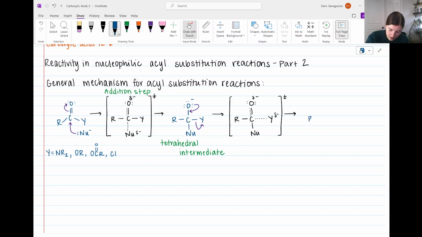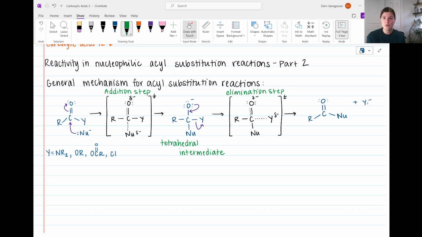And we get our final product, where we have the R group still bonded to the carbonyl carbon, the double bond to oxygen still present, and now we have the nucleophile bonded there. And then our leaving group, Y, with a pair of electrons from the bond. So the second transition state that we drew shows the elimination step. And then we have our final product, which is the result of the nucleophilic substitution reaction. We've substituted the Y group for the nucleophile that's being added.